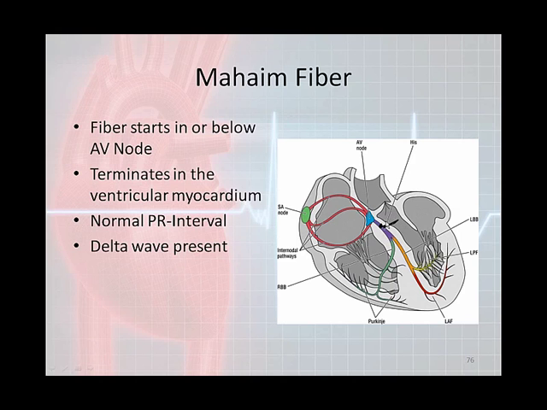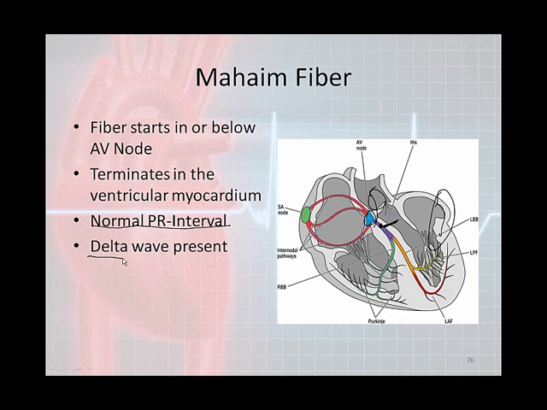Now, what that means is you will have a very normal PR interval. The reason you have a normal PR interval is you didn't bypass the AV node. In the Kent bundle, you bypass the AV node over here. In the James fiber, you bypass the AV node over here. In the Mahaim fiber, you don't bypass the AV node, so you're going to have a normal PR interval.